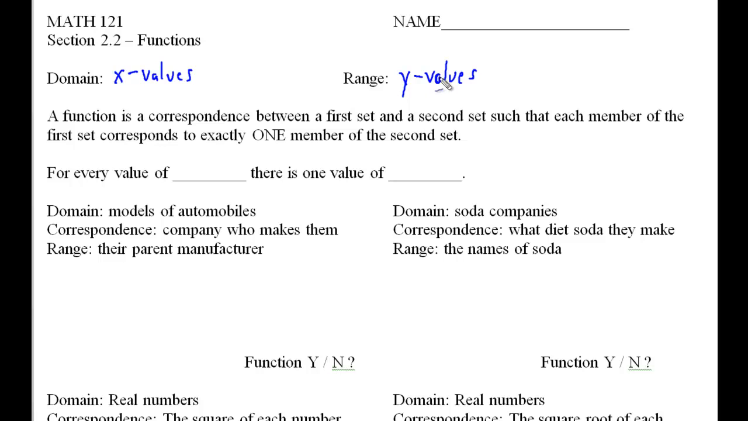More importantly, if you have trouble remembering what domain and range is, x or y, think of alphabetical order. Domain comes before range in the alphabet, and x comes before y. And that will help you a little bit.